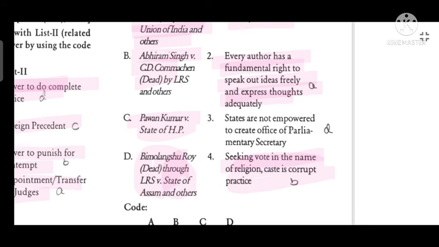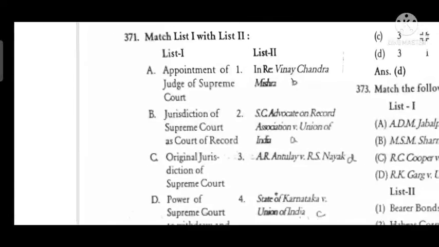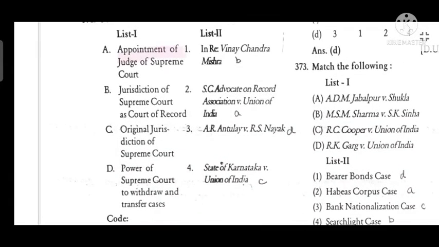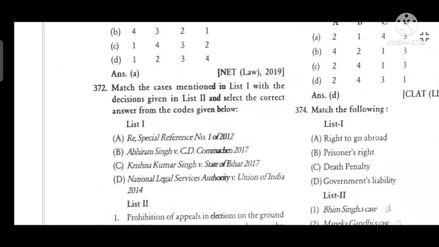Bio Longus (dead) through LRs versus State of Assam: the state is not empowered to create the office of parliamentary secretary. Appointment of judges of the Supreme Court: Supreme Court Advocates on Record Association versus Union of India. Just jurisdiction of the Supreme Court as a court of record. State of Karnataka versus Union of India: original jurisdiction of the Supreme Court. In Re Vinay Chandra Mishra: power of the Supreme Court to withdraw and transfer cases. A.R. Antulay versus R.S. Nayak.